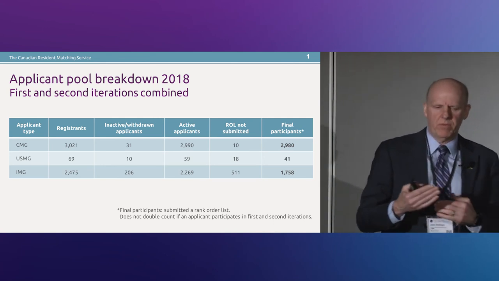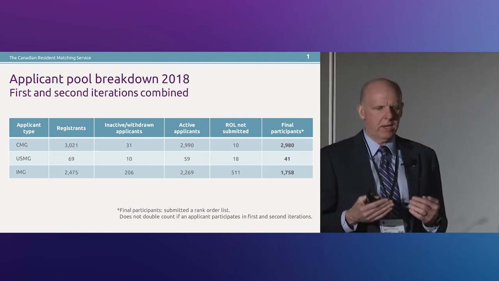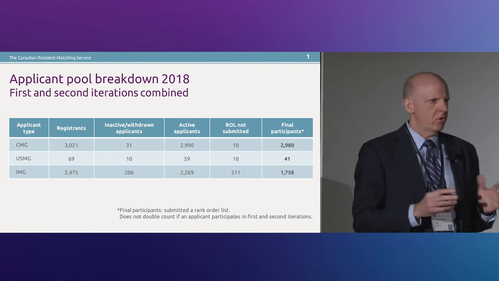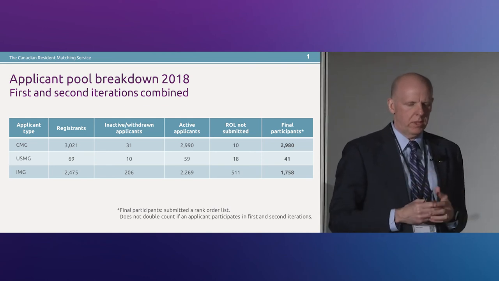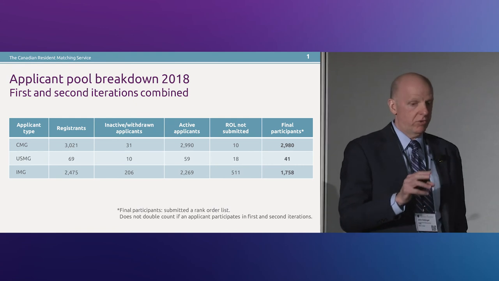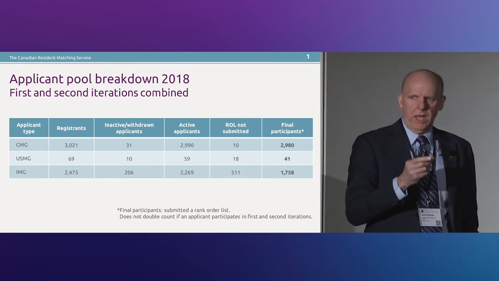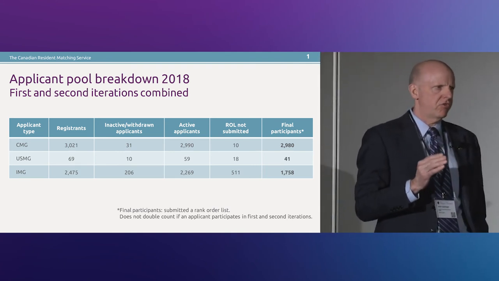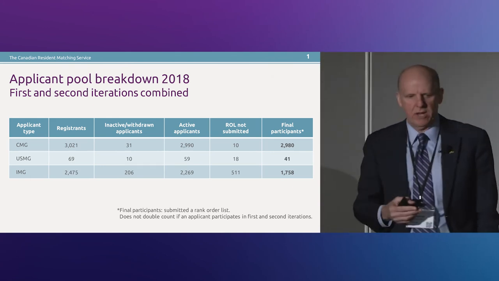So, we have three primary groups of applicants that we look at, and this is by and large a function of where people have graduated medical school. It has nothing to do with citizenship, place of birth, or anything else. It's all to do with your medical school alignment. So, CMGs, U.S. medical graduates, which are the allopathic graduates, and IMGs, international medical graduates. And a registrant is somebody who simply signs into CaRMS online, gets issued what's called a token, and then they are registered to be able to participate in the match.